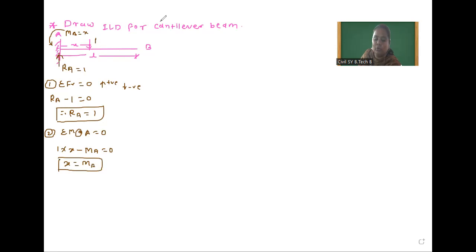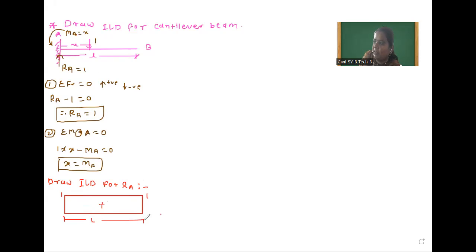After that we have to draw the ILD for RA. You observe here that RA equals 1, and at the B end there is no load. So the ILD for this cantilever beam is only a rectangular section. The value here is 1, and here also 1, and this whole diagram is positive. This is the span L meter. So this is the ILD for RA.